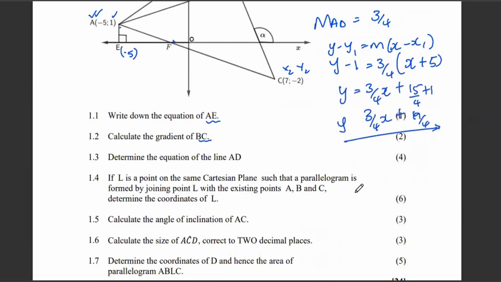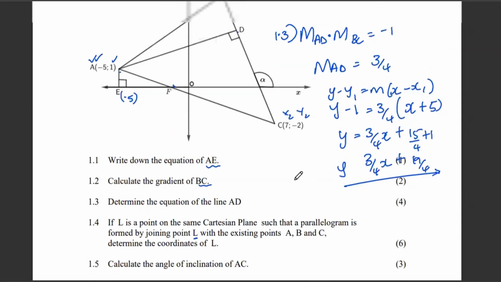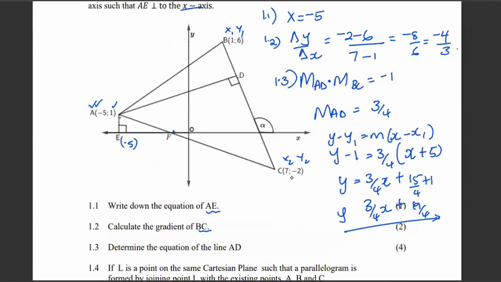All right, then 1.4. If L is a point on the same Cartesian plane such that a parallelogram is formed by joining point L with existing points A, B, and C, determine the coordinates of L. I'll assume we have L somewhere here, because that would be the only logical explanation: if A is joined with L, and this is joined to that, then we have a parallelogram. That means AC is a diagonal. So what we need to find is the midpoint, which I'll leave as M, and this midpoint should be the same midpoint for BL.